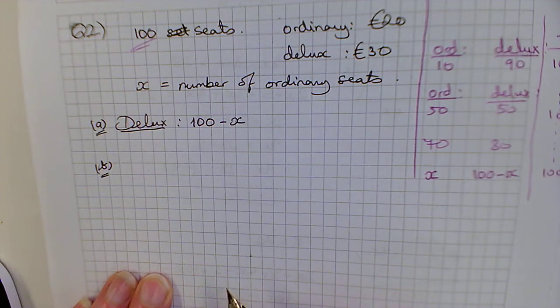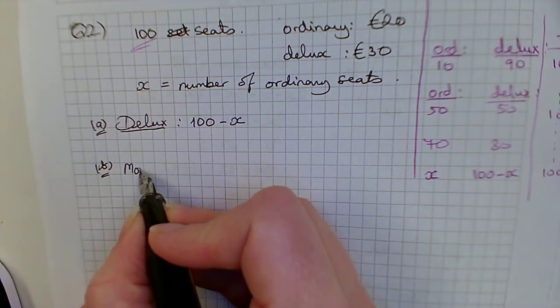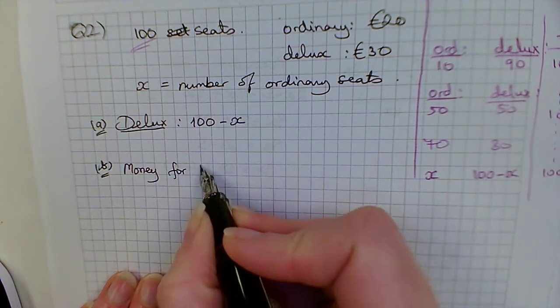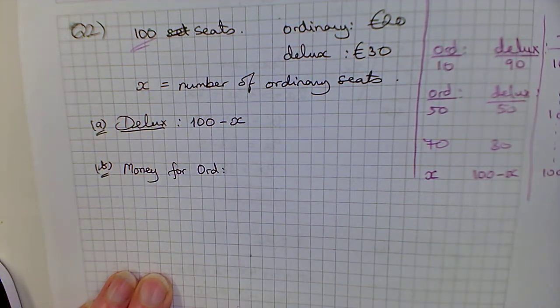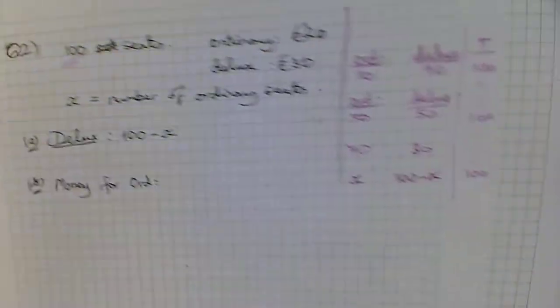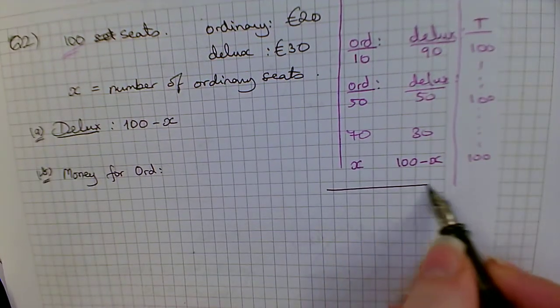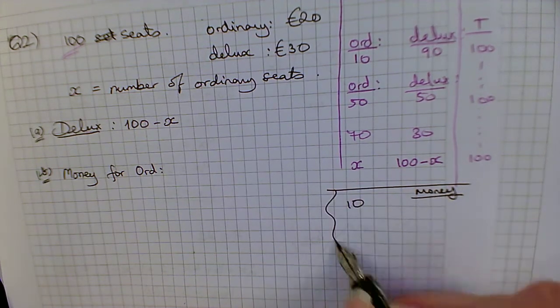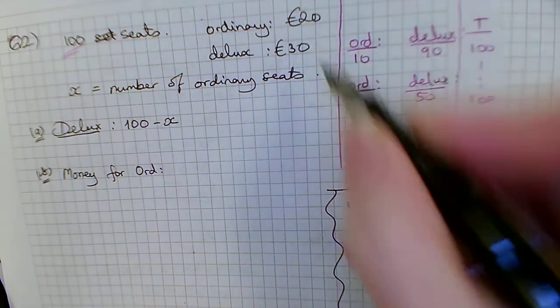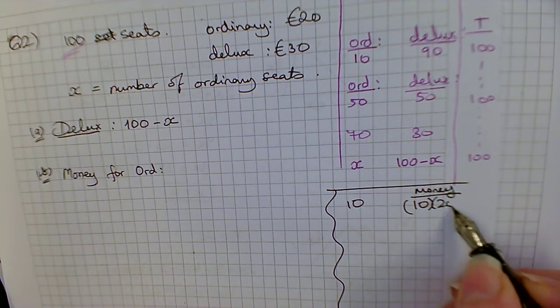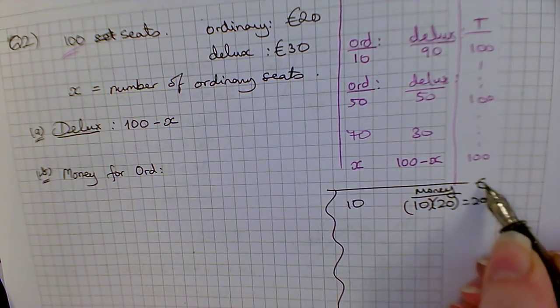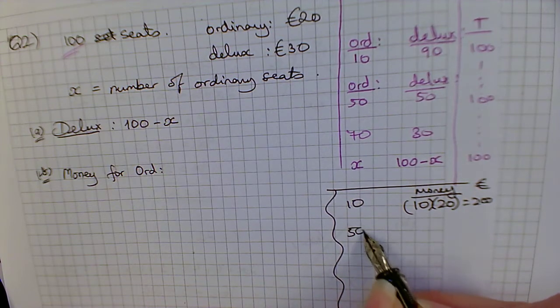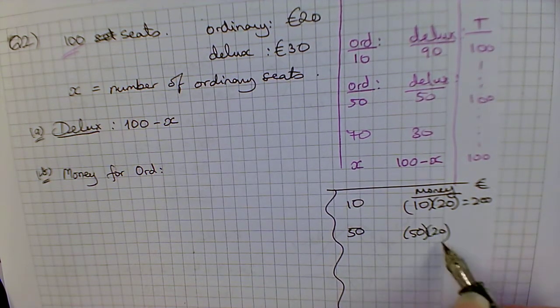Now, write an expression in x for the amount of money taken in when all the ordinary seats are sold. So we want the money for ordinary seats. Again, let's come back to real numbers. So if I sold 10 ordinary seats, the money for the ordinary seats would be 10 times 20, because each one costs 20 euro. I'd get 200. If I sold 50 ordinary seats, I'd have 50 by 20.